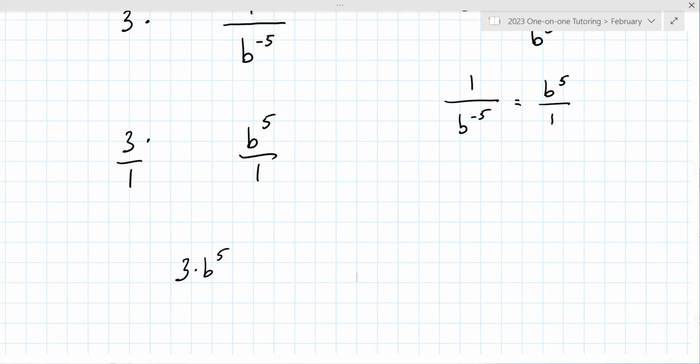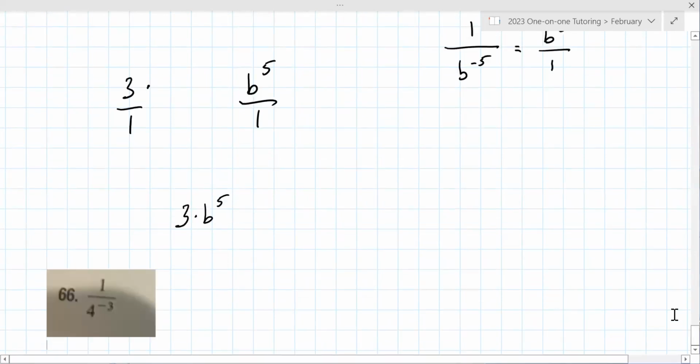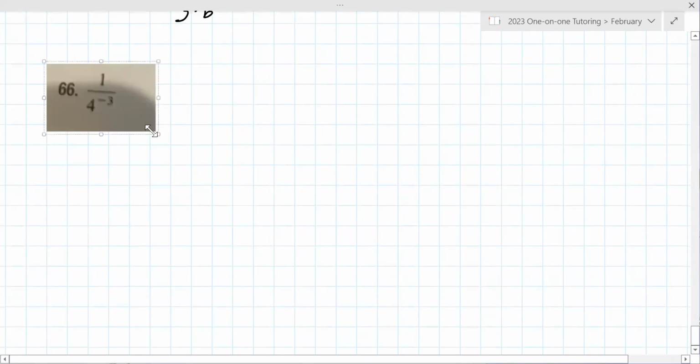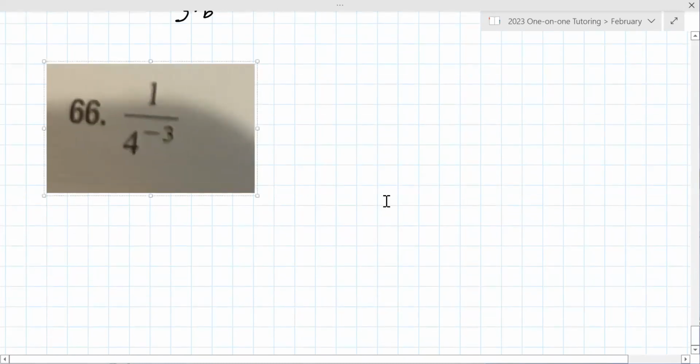All right, why don't I have you try 66. In some ways, I think it's not as complicated as the one we just did. Okay, so what I got was 4 cubed. That's right. And what is 4 cubed? 64. Yes.